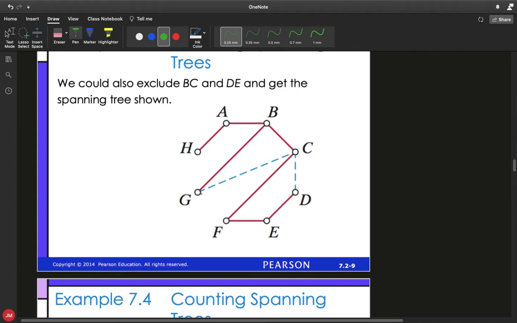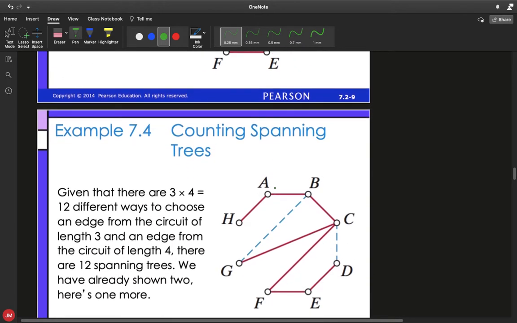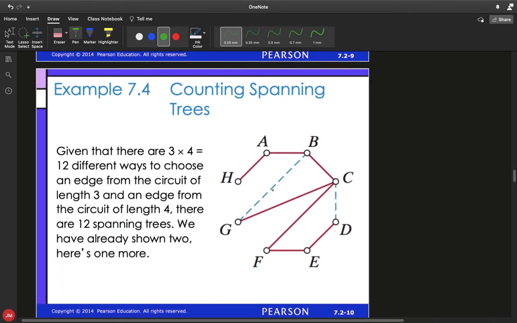So again, this would have been getting rid of GC and CD. That again gets our redundancy down to 0, and we have another spanning tree. If you wanted to know the total number of spanning trees, remember there were 3 different edges you could remove here, 4 different edges you could remove from this circuit, and that tells you that there are 3 multiplied by 4, which is 12 different ways that we could choose an edge from our 2 circuits in order to create a spanning tree. So again, 12 different spanning trees that we could have done.